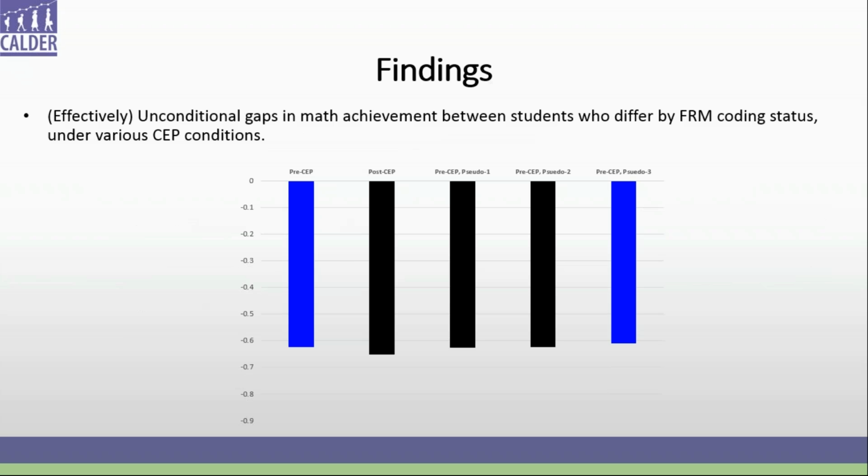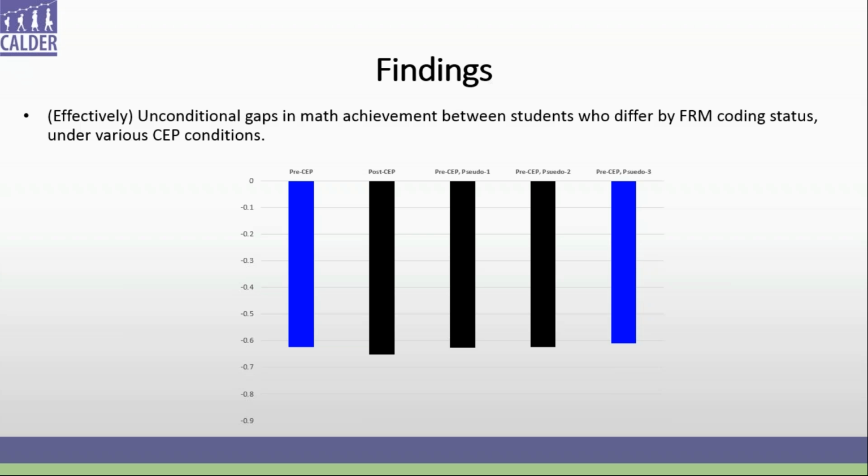Okay, so this is that first comparison. This is just statewide. This is standardized test scores. So this is the average difference in test scores between free meal and non-free meal eligible kids in Missouri under the different pseudocoding conditions. I've got all the scenarios up there. The blue bars are where I want you to focus your attention.